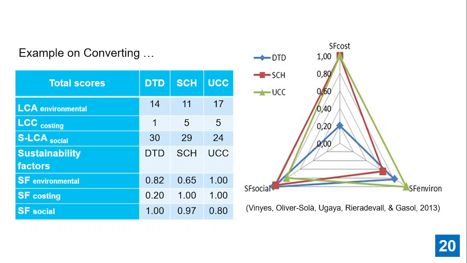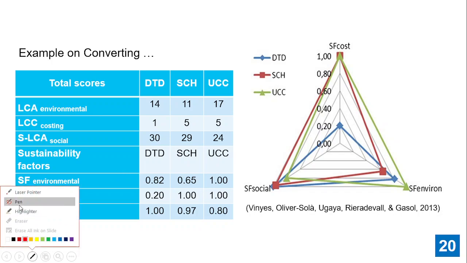For the waste collection system, the purpose of the study was to compare the sustainability of three domestic collection systems. DTD is door to door, ACH is through schools, and UCC is based on the urban collection center. They calculated each collection system and gave a figure and graphic visualizing the sustainability contribution of each dimension of sustainability.